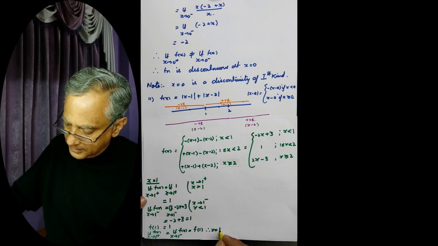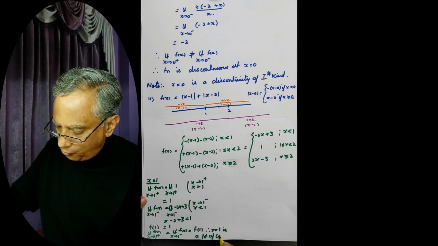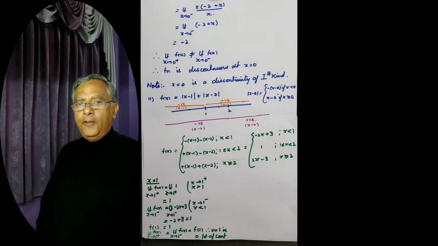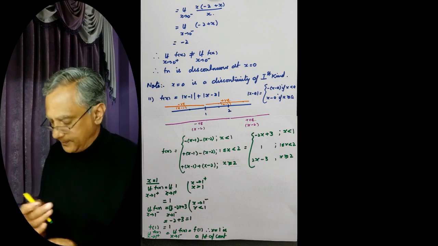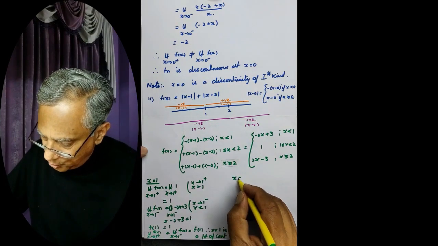Therefore x equal to 1 is a point of continuity. The function is continuous at x equal to 1. Now we consider x equal to 2.